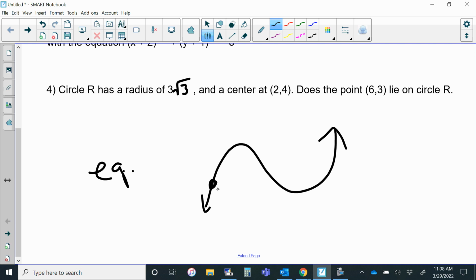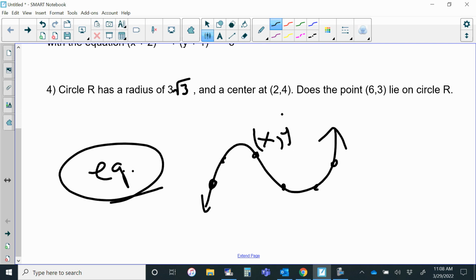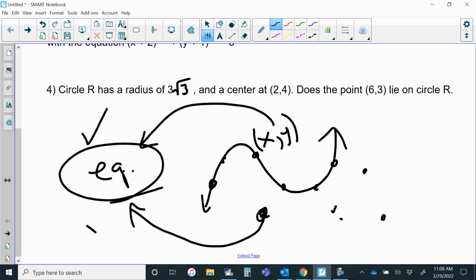What do you know about any point on this graph? What will any point on this graph do to the equation? That means you could take that x and that y, you could plug those into the equation and the equation will work. What happens if you put any point that's not on the equation? What would it do if you put this x and this y into the equation? What would it do? Make it false.